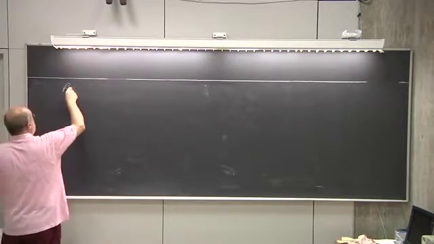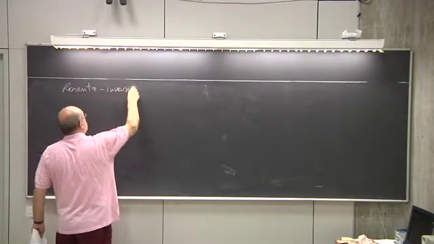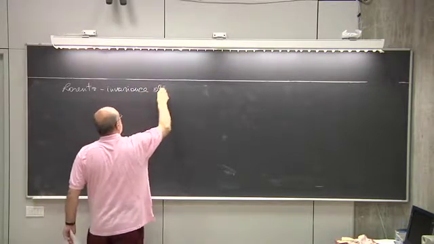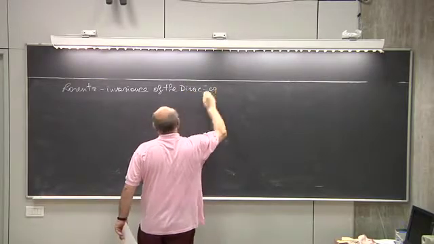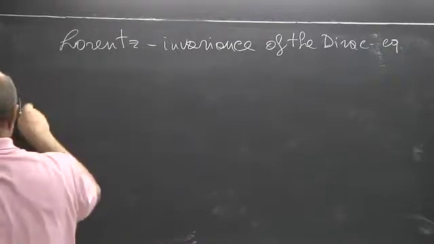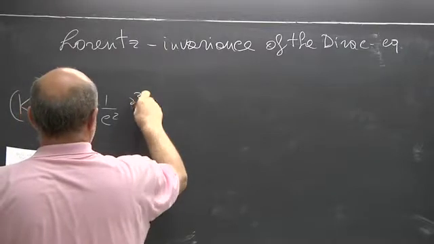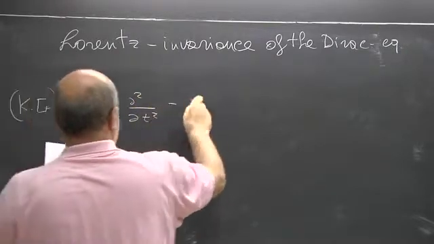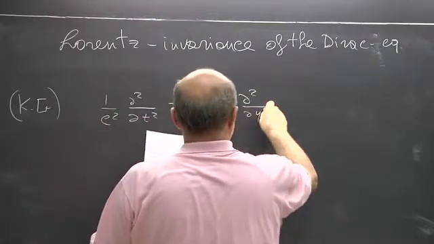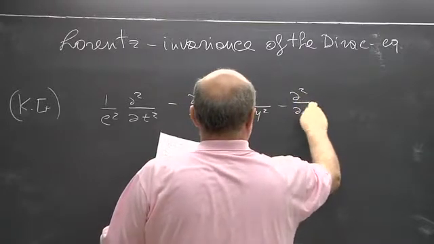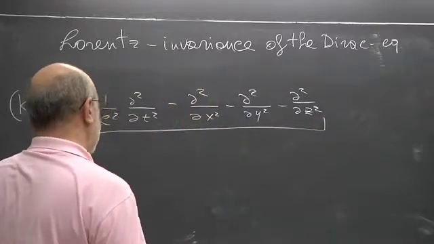Okay, so now let's look at the Lorentz invariance of the Dirac equation. You know, in the Klein-Gordon case, it was second order, so we had this operator. And this operator is clearly Lorentz invariant. Why is it clearly Lorentz invariant?